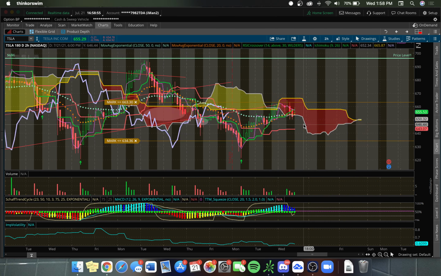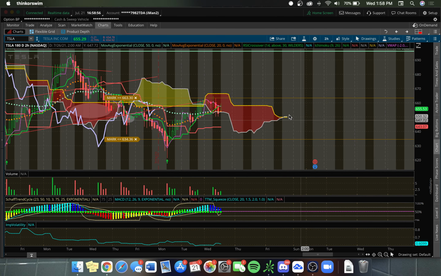Going back to how the cloud works, though. So we can see it's about to twist right here, and it's going to start maybe giving us a positive side if we can push and stay above this 9 EMA at 657. We're currently underneath, so as long as you stay above the green line, it's good to stay in a play.